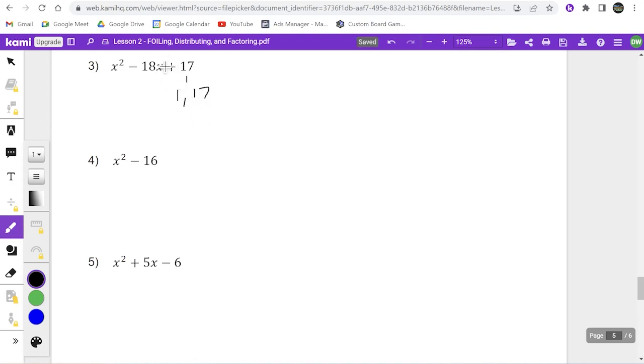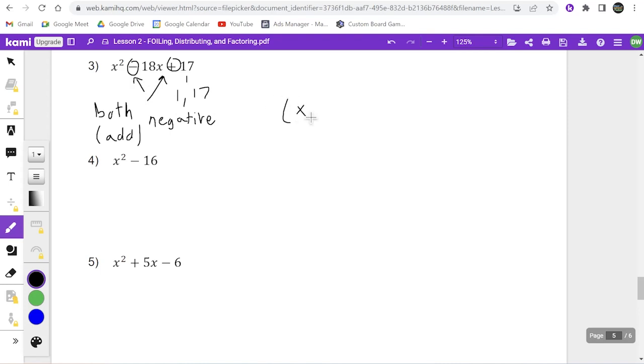And now we need to figure out the pluses and the minuses. So notice that's positive, but that's negative. What does that mean? It means they're both negative. Your plus 17 is positive, but it's minus 18. That's when it's both negative. I still say they add. They're going to add to 18, like 1 plus 17 is 18, so that's good. But what I'm saying is they're both negative.